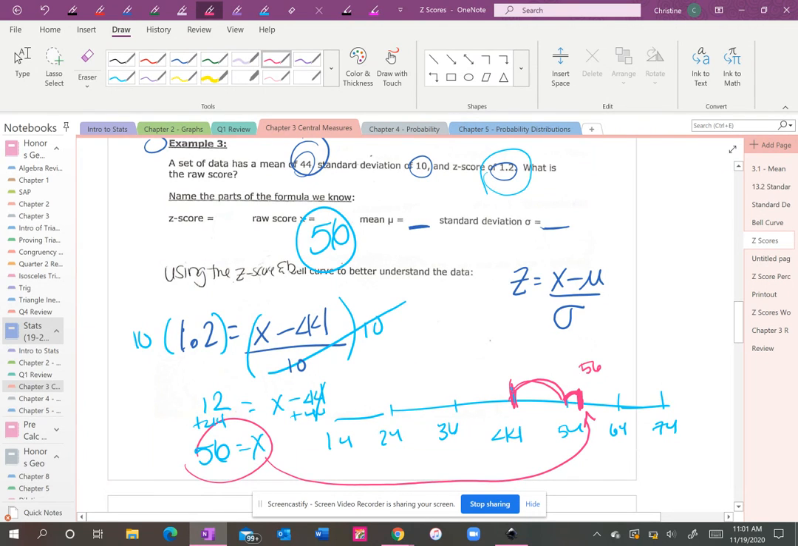You don't need to do this every time. This is just a check. So you're checking to make sure that this makes sense, which in this case it does.